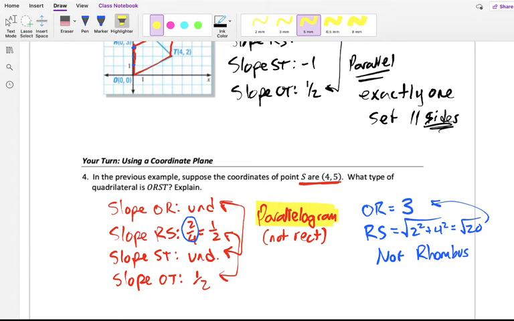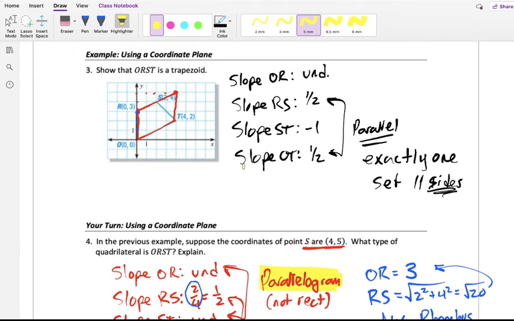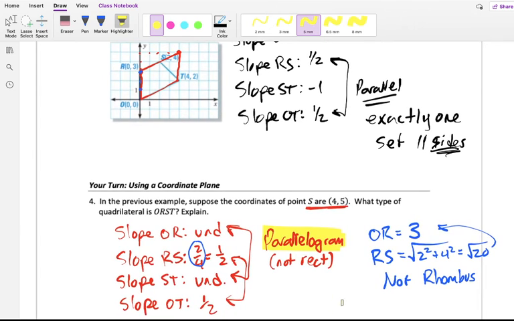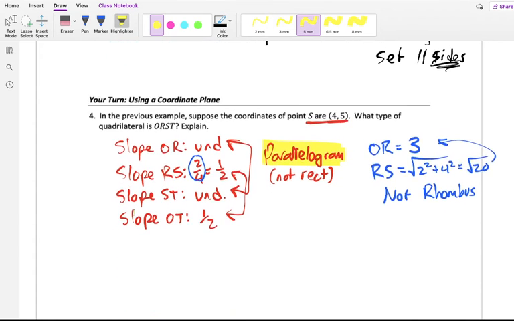And I just want to remind you that on a test or a quiz, I'm much more likely to say, like we did here, show that this is a trapezoid, or show that it's a rhombus, or show that it's a rectangle, and not leave it very open-ended like this, where you have to check everything. I'll be much more focused on a test or a quiz.